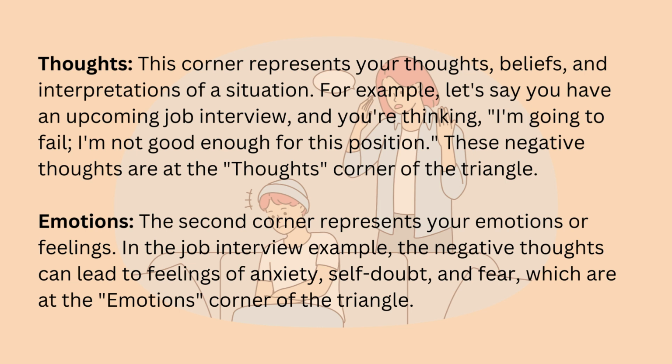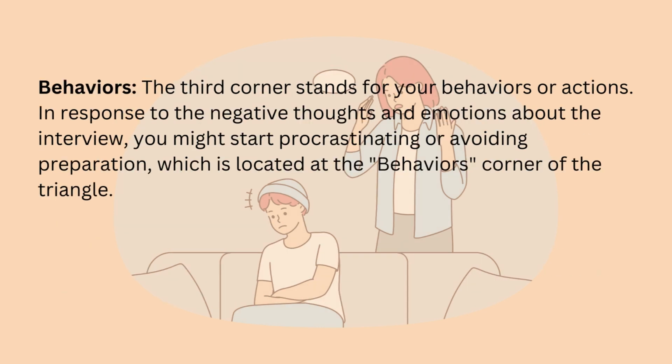Emotions. The second corner represents your emotions or feelings. In the job interview example, the negative thoughts can lead to feelings of anxiety, self-doubt, and fear, which are at the emotions corner of the triangle. Behaviors. The third corner stands for your behaviors or actions. In response to the negative thoughts and emotions about the interview, you might start procrastinating or avoiding preparation, which is located at the behaviors corner of the triangle.